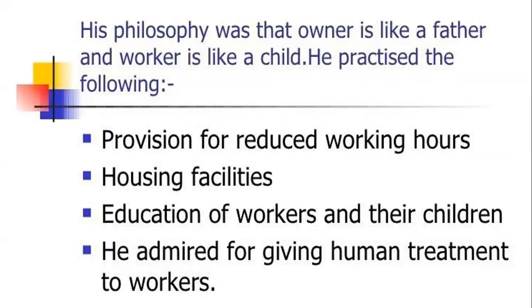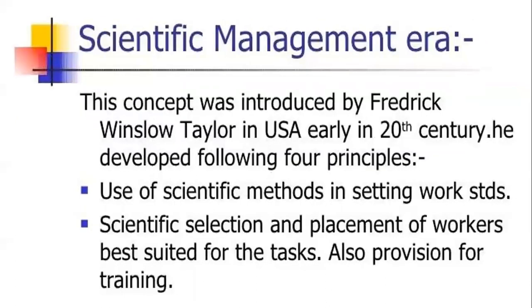The philosophies basically include a lot of things. Number one, provision for reduced working hours was given. Housing facilities were made available for the employees. Education of workers and their children was something very much needed at that point of time in those years, which was also given. He was admired for giving human treatment to workers, which is nothing but he always wanted to take a very humanistic approach and not a static or machine-oriented approach. So that is what was evident in that particular era.